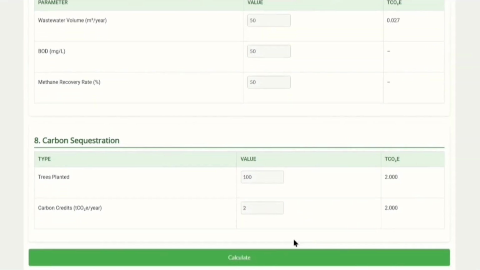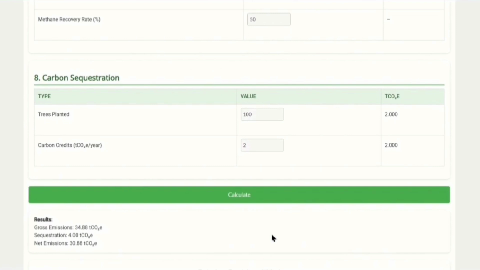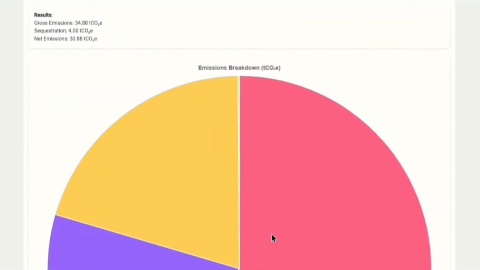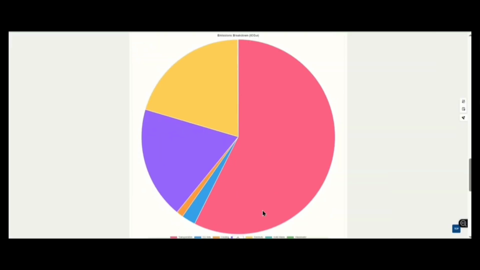And now when we click on the calculate button, it calculates gross emissions total from all sources, sequestration from trees and credits, and net emissions, which is gross minus sequestration. You also get a pie chart showing emission breakdown by category for better visualization. This tool helps you understand your company's carbon footprint and plan mitigation strategies.